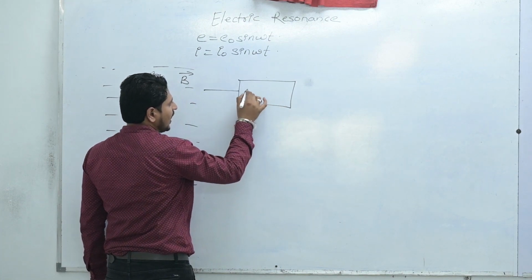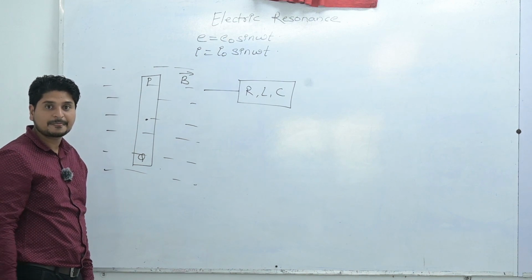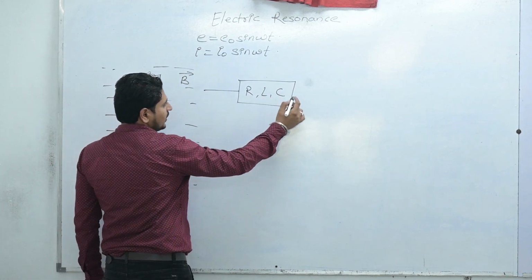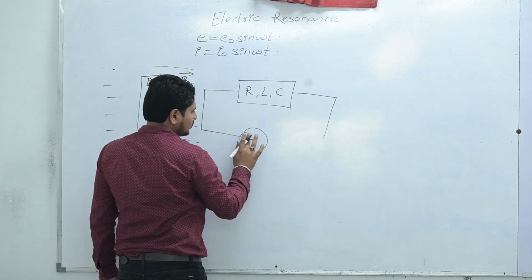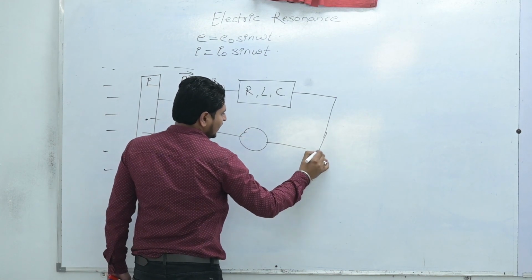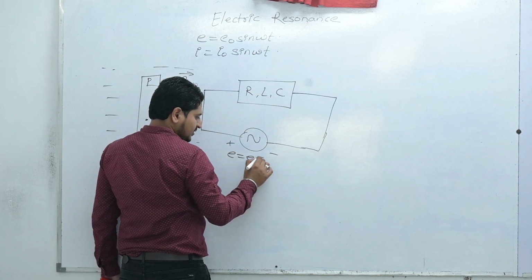चाहे हम RLC लगा दो, R लगा दो या L लगा दो या C लगा दो, R फॉर रेजिस्टेंस, L फॉर इंडक्टेंस एंड C फॉर कैपेसिटेंस. अगर मैं RLC लगा दूं और RLC के अक्रॉस में अगर कोई अल्टरनेटिंग सोर्स कनेक्ट कर दूं, सो अल्टरनेटिंग सोर्स कनेक्ट करने के बाद, दिस प्लस माइनस, दिस इज E is equals to E naught sin omega t.